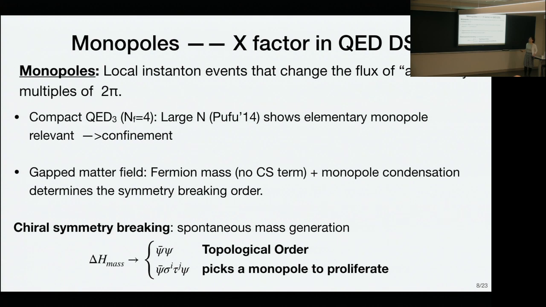In the previous large N calculation, where N is the number of fermion flavors, here we have N equal to 4. This large N extrapolation shows that the monopole scaling dimension is near 1. So for a 2 plus 1D theory, that's highly relevant. Namely, if a single elementary monopole is allowed by symmetry in the theory, this will drive the theory to confinement.